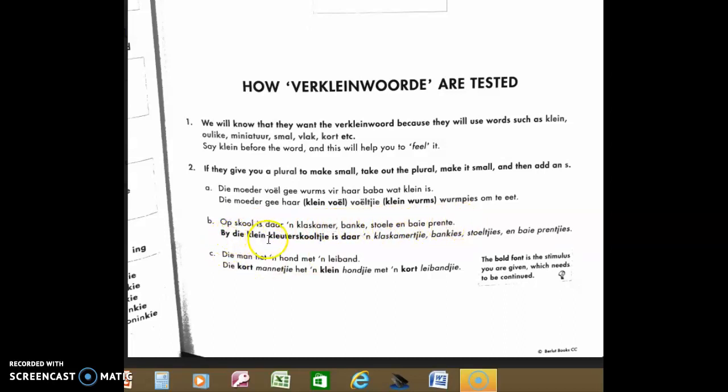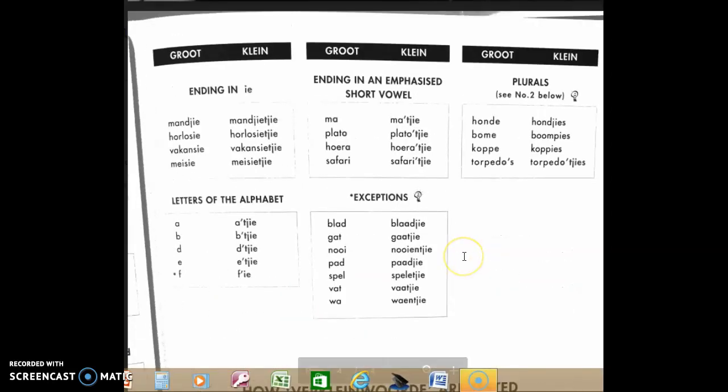By die klein kleuterskooltjie is daar 'n klaskamertjie, bankies, stoeltjies en baie prentjies. Die man het 'n hond met 'n leiband. Die kort mannetjie het 'n klein hondjie met 'n kort leibandjie.